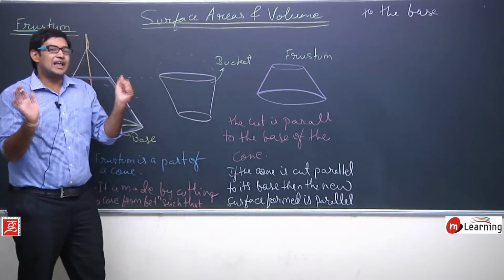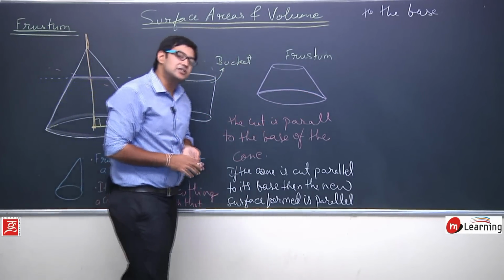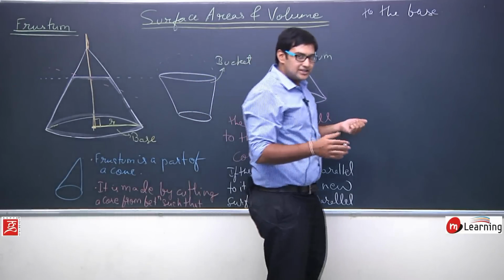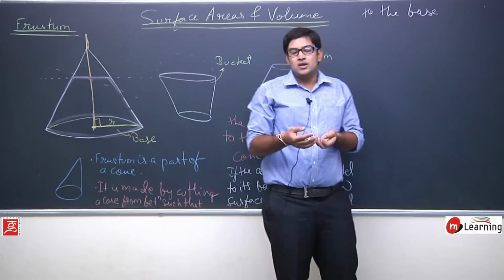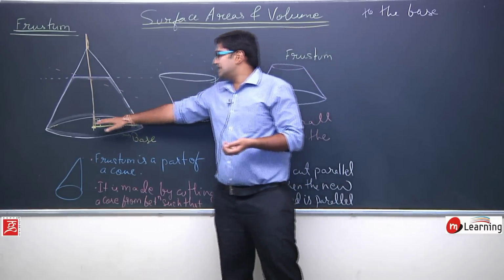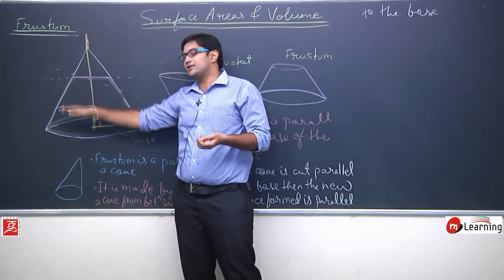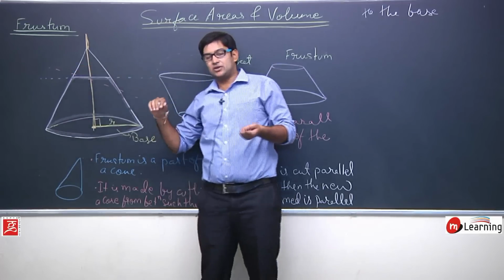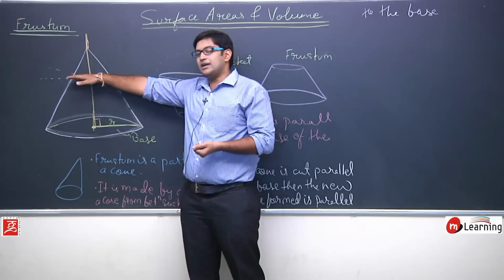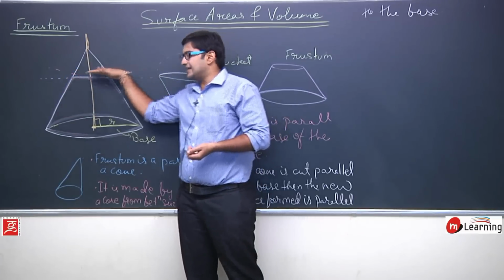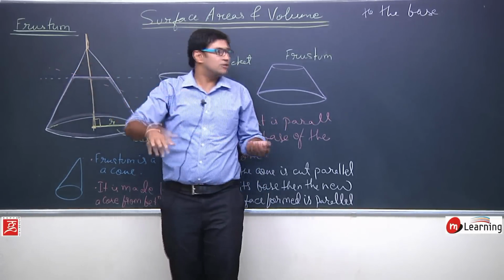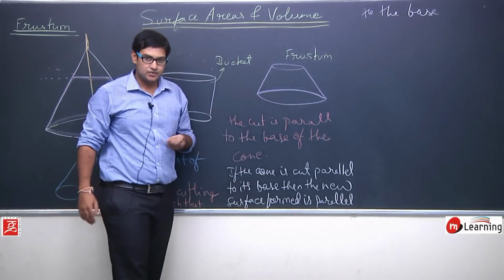So in simple language, if we want to define the frustum, what is a frustum? It is a part of a cone which is formed by cutting the cone such that the plane on which I am cutting this cone is parallel to the base. Okay, or the cut is made parallel to the base like this. So the figure left will be known as frustum.